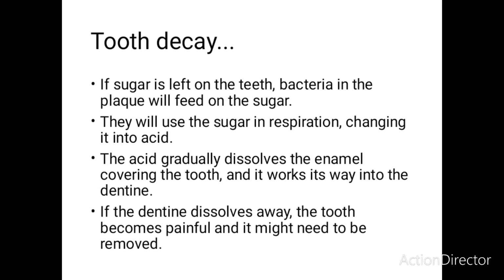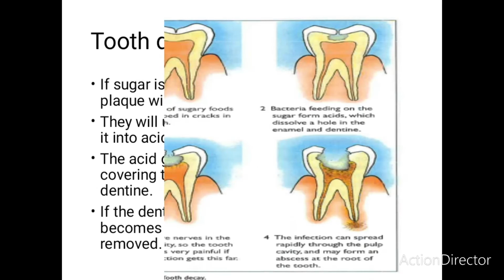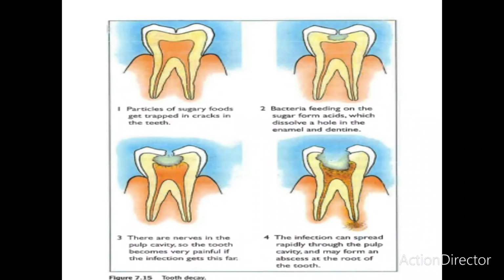The tooth becomes painful because the pulp would be exposed, and the pulp contains the nerves and the blood vessels. So if the nerves are exposed, the tooth becomes painful. So this diagram illustrates how tooth decay occurs.